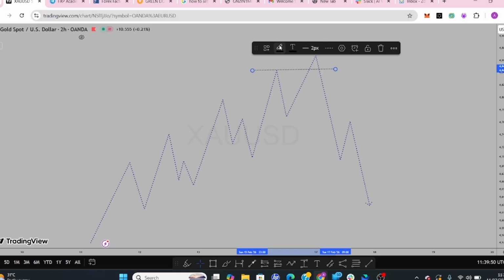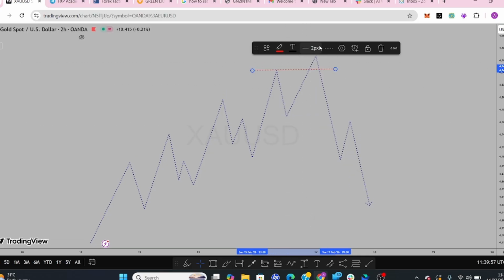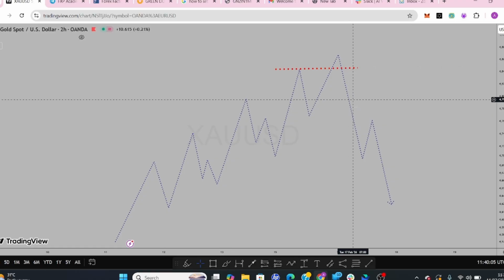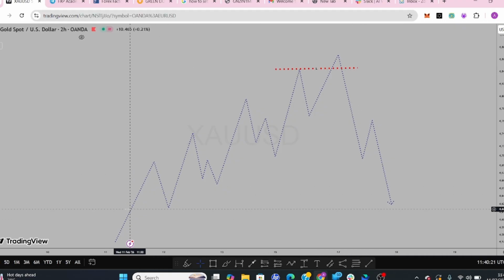So this is the liquidity sweep right here. Let me use red to mark it so that it will be very big for you guys to grab. Before the price starts changing direction to the downside, you will see a liquidity sweep. You will see this liquidity sweep right here. Sorry, let me change the color to red. So before the market starts trending to the downside, you will see a liquidity sweep.